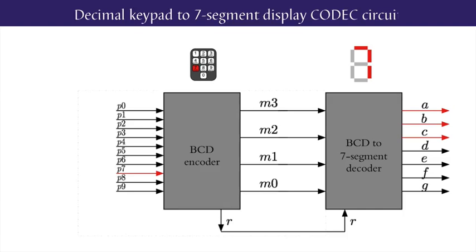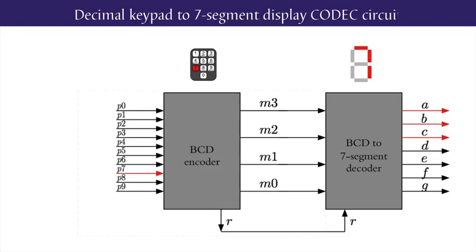By combining the BCD encoder from last lesson with this BCD to 7-segment decoder, we could then simply create a decimal keypad to 7-segment display codec circuit by connecting outputs of the first with inputs of the second. For example, if button 7 on the keypad is the only button cleanly pressed, then input signal P7 will be the only input active for the BCD encoder. The resulting 4-bit output code M equals 0111 and the error output R equals 0.